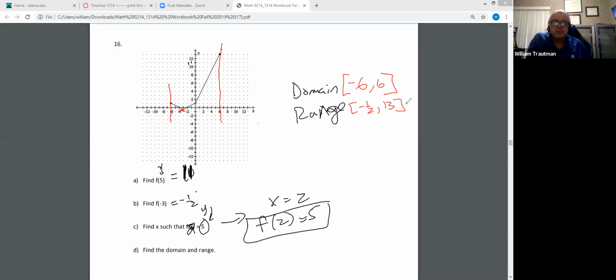Good. That's the domain and that's the range. Remember, range is the lowest point and the highest point of the graph. And the domain is the farthest left and the farthest right.